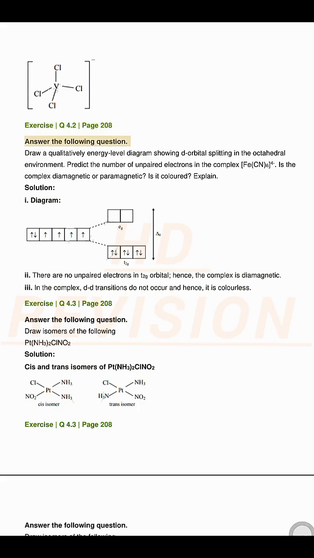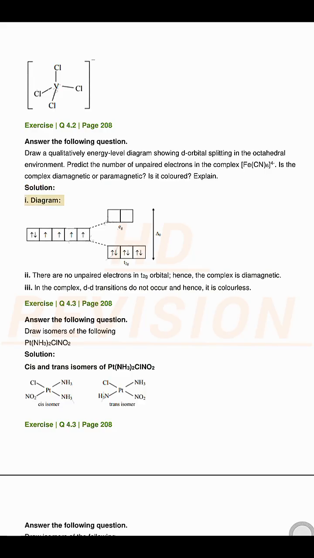Answer the following question. Draw a qualitative energy level diagram showing d-orbital splitting in the octahedral environment. Predict the number of unpaired electrons in the complex Fe(CN)6 4-. Is the complex diamagnetic or paramagnetic? Is it colored? Explain. Solution.